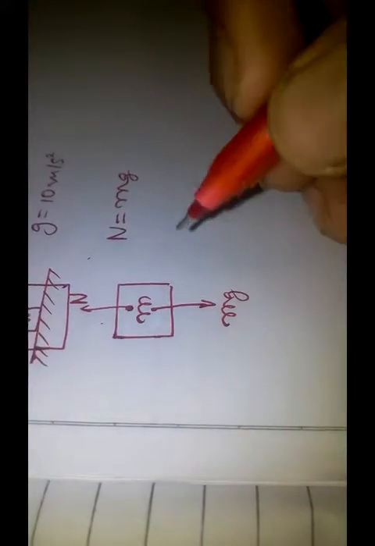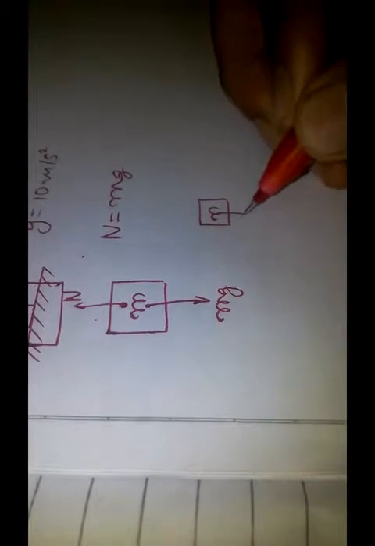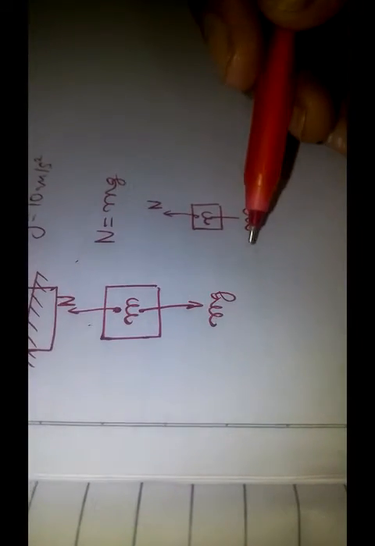Now we will draw the FBD of mass n. This is mass n, this is its weight ng, this is the reaction force. Now something in this diagram is incorrect. Can you figure it out? Okay, sorry, you cannot figure it out, you are watching my video.